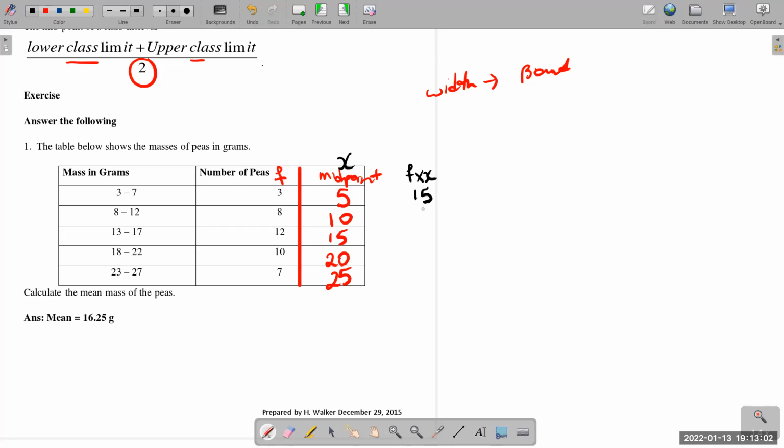8 times 10 is 80. Let's go. Somebody help me out here. 12 times 15. So one person, 12 times 15, tell me how much that is. 10 times 20 is 200. We just add the 0, so that's 180. What is the last one? 7 times 25. How much is 7 times 25? That should be... No, 175.